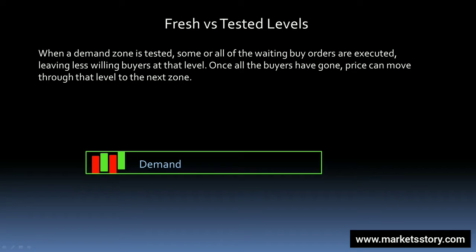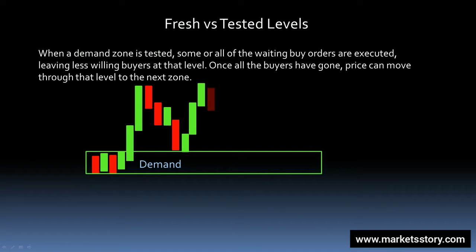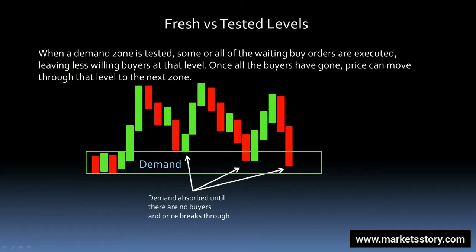When a demand zone is tested, some or all of the waiting buy orders are executed, leaving fewer willing buyers at that level. Once all the buyers have gone, price can move through that level to the next zone. So you can see that the demand zone is being tested a number of times until it finally breaks through and demand is absorbed and there are no buyers left.